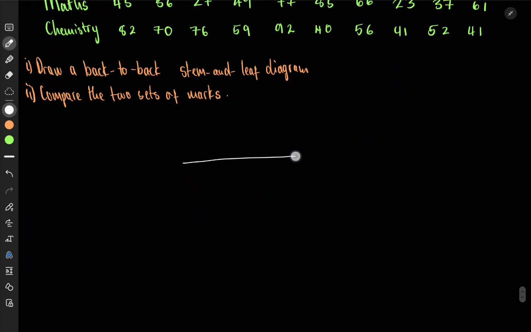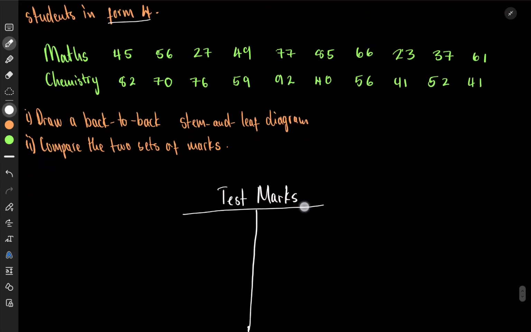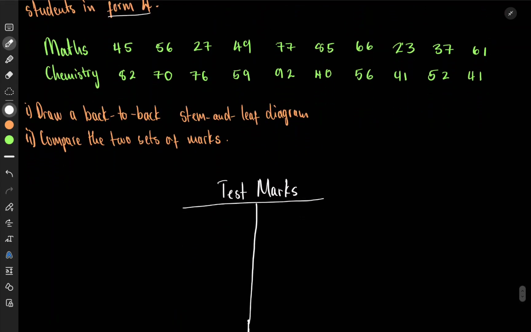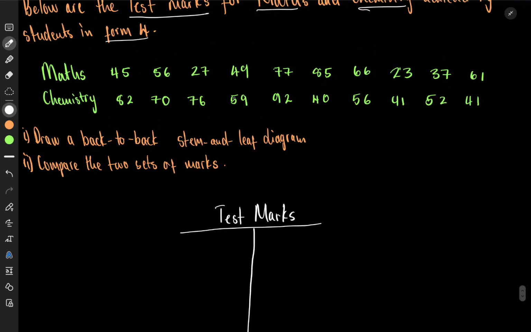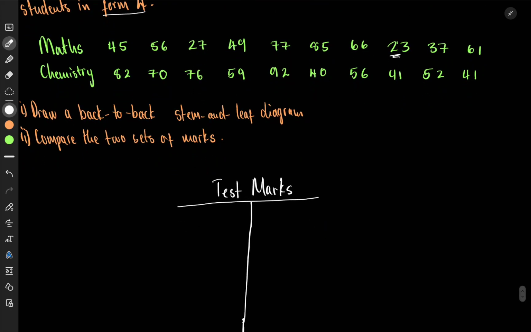So I'm going to go on my stem and leaf, and I'm going to put a heading to say test marks. Okay, test marks. Now let's go ahead. Now, basically, let me see what is the biggest value and what is the smallest value. Biggest value, for Kim, I see it's 92. What is the smallest value? I see a 23 here. That's the smallest.